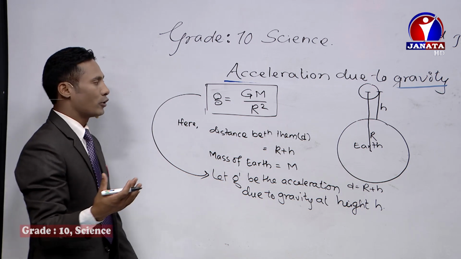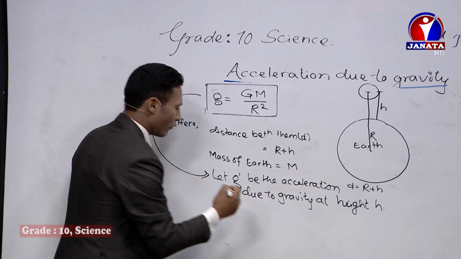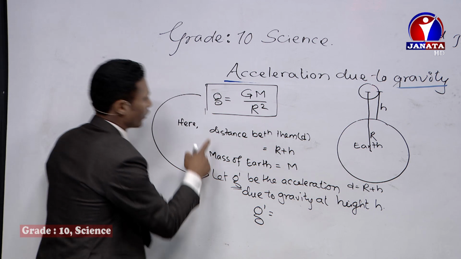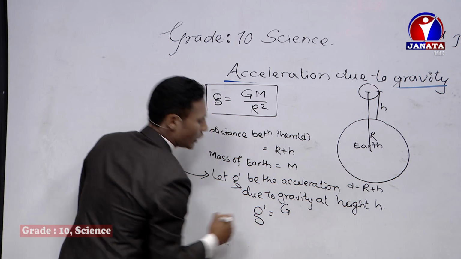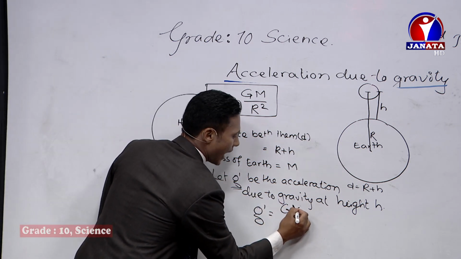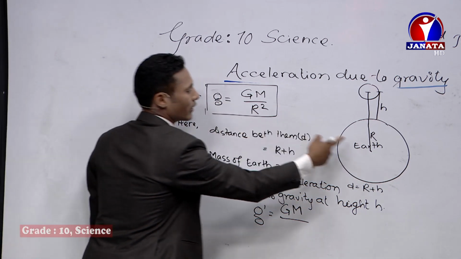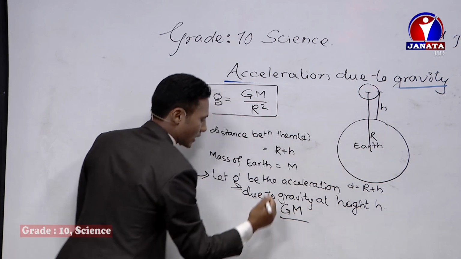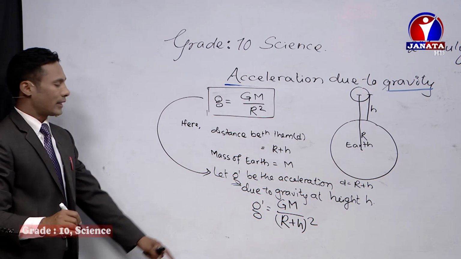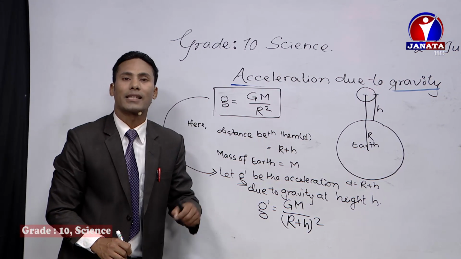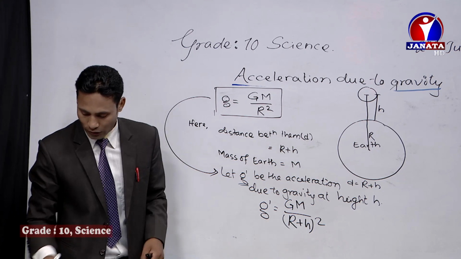When the acceleration due to gravity is at a certain height, we represent it by g dash. So the formula will be g dash, instead of g, because it is at a certain height, equals capital G capital M, the mass of the heavenly body or earth, and instead of radius, the total distance is r plus h. That's why it is r plus h to the whole square. So this is the formula for calculating the acceleration due to gravity at a certain height. Now what is the relation of these two? Let's check.